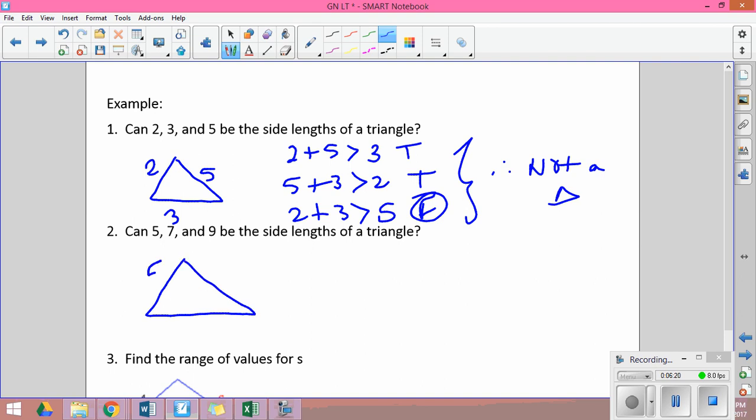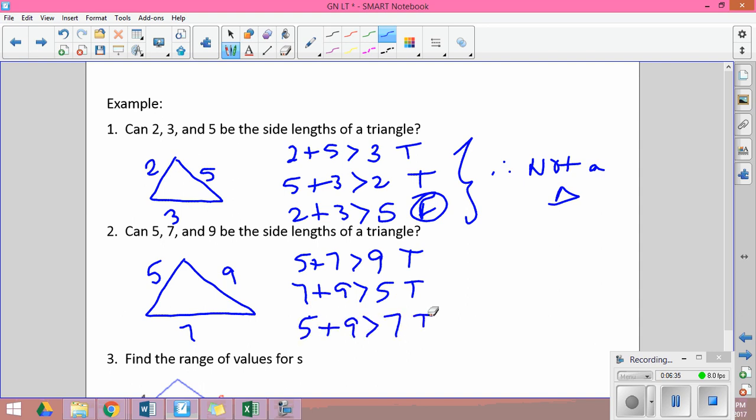Exact same process with 5, 7, and 9. 5 plus 7 is greater than 9. True. 7 plus 9 is greater than 5. True. And 5 plus 9 is greater than 7. True. Therefore, it makes a triangle.